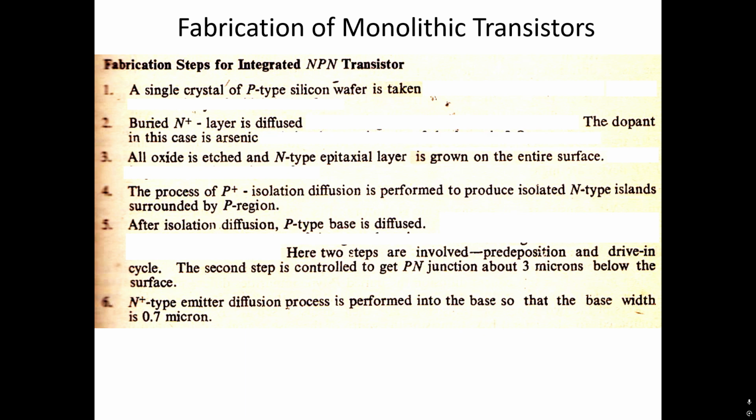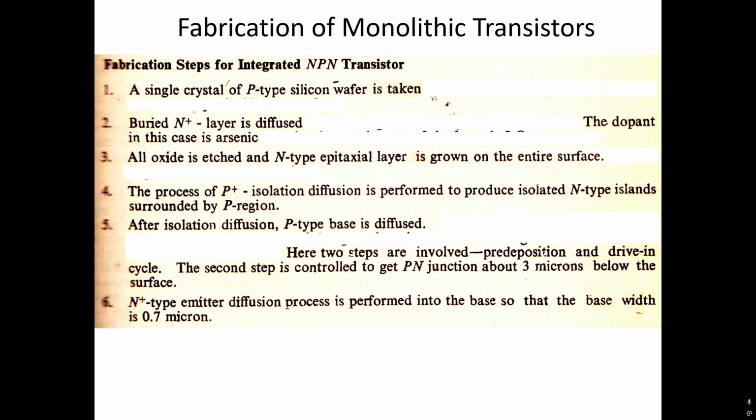A single crystal of P-type silicon wafer is taken. Buried N plus layer is diffused. The dopant in this case is arsenic. All oxide is etched and N-type epitaxial layer is grown on the entire surface. The process of P plus isolation diffusion is performed to produce isolated N-type islands surrounded by P region.